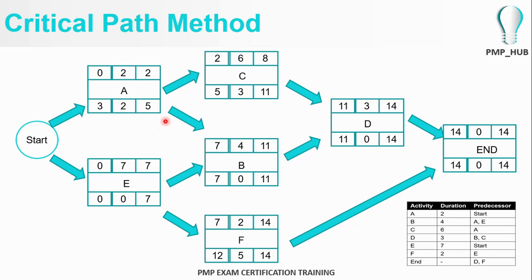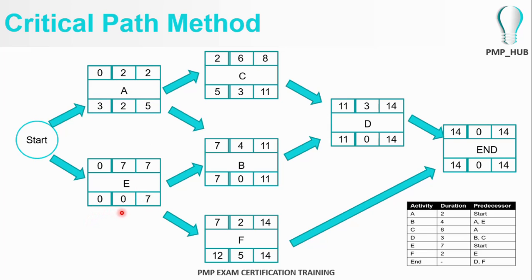Same goes here. The latest start time of B is day number 7. The latest start time for activity C is day number 5. Since C and B are waiting for A's output, A's latest finish time should be day number 5 in order to satisfy the latest start time of C, day number 5. So once 5 and 7 are in the box, 2 days for the duration, 5 minus 2 is 3. And for E, 7 for the duration, 7 minus 7 is 0.